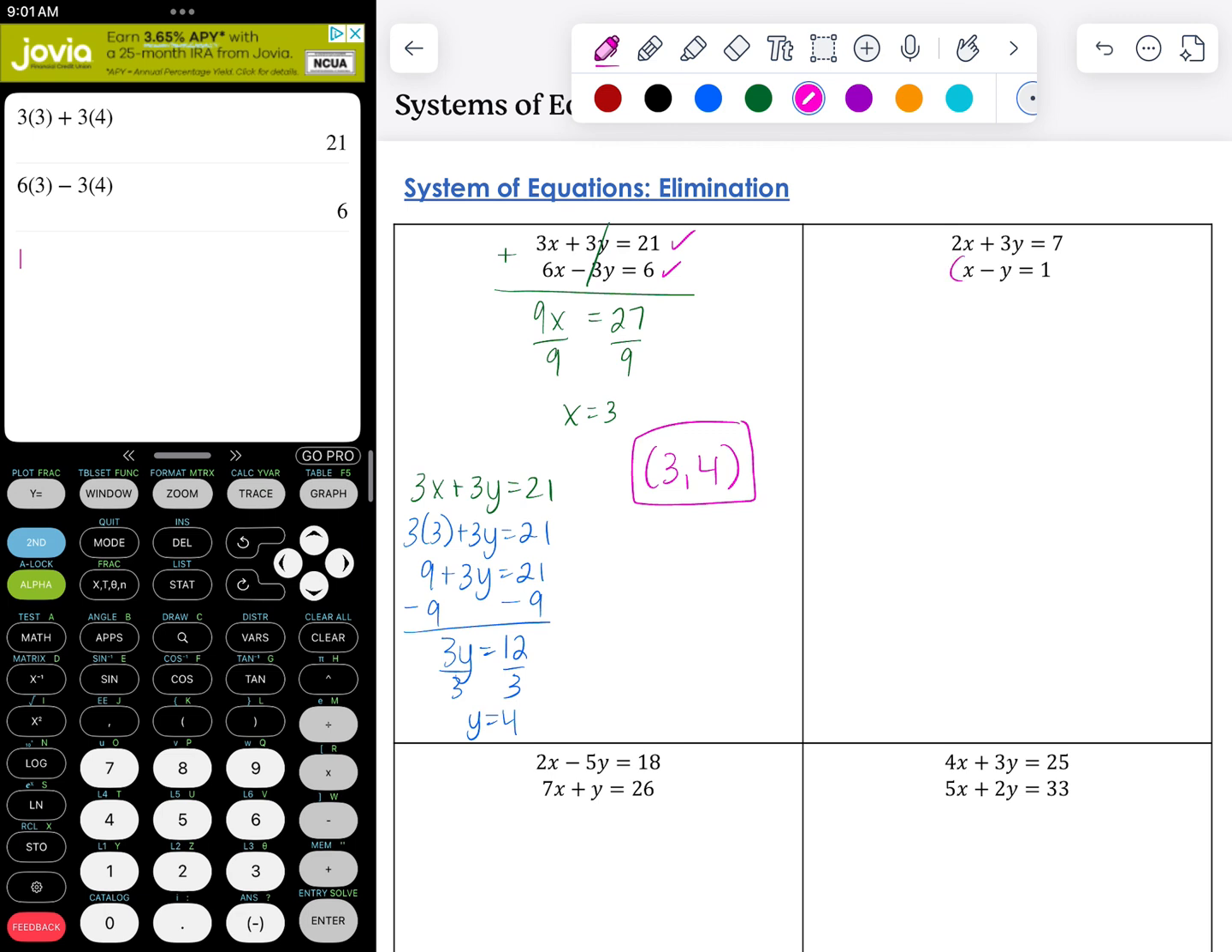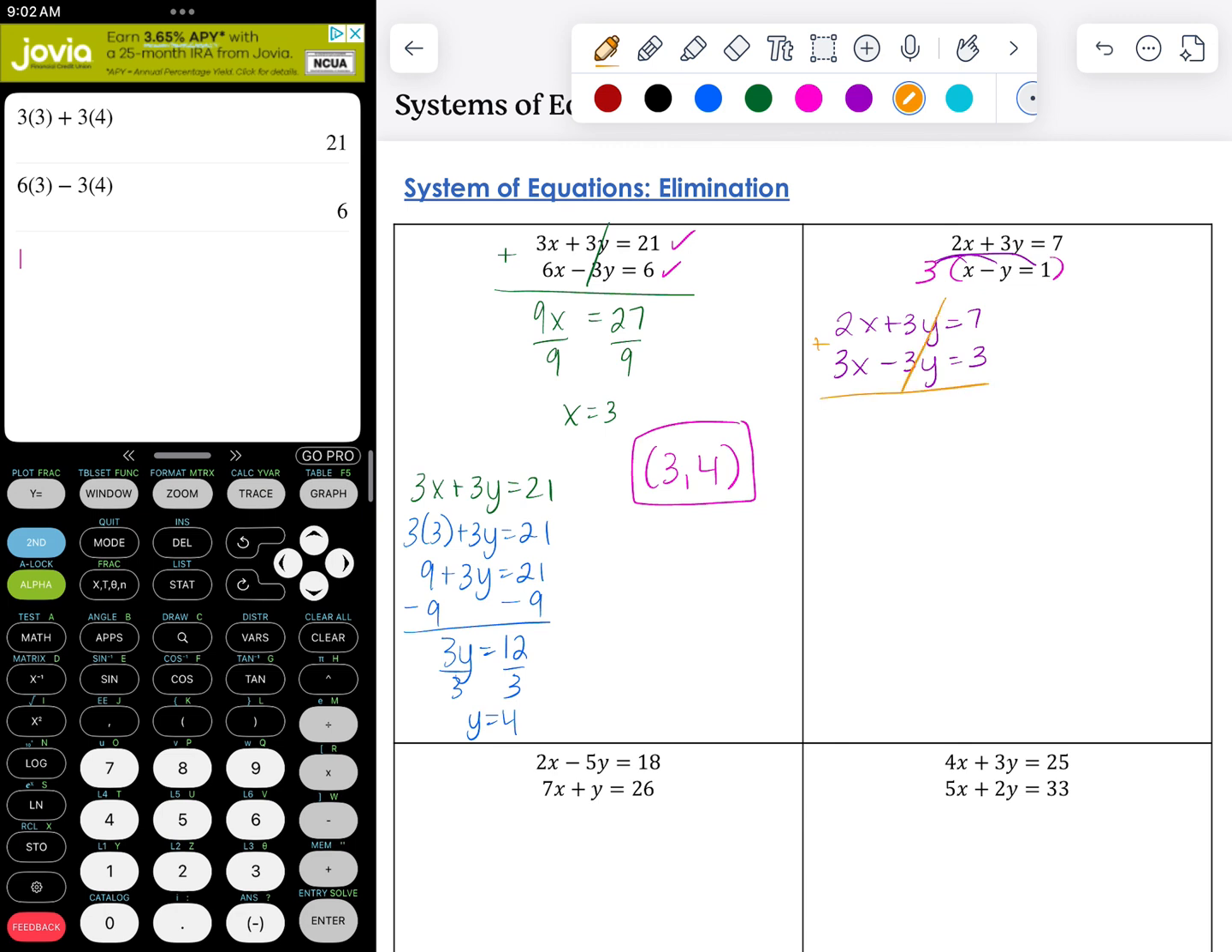If you want to cancel out the y's, you can just multiply the bottom equation by a 3 because the signs are already in the position where I want them to be. That's the one that I'm going to choose. So my first equation is going to stay the same. And my second equation, you have to make sure you distribute the 3 to every piece of this equation. So that's going to give me a 3x minus a 3y equals 3.